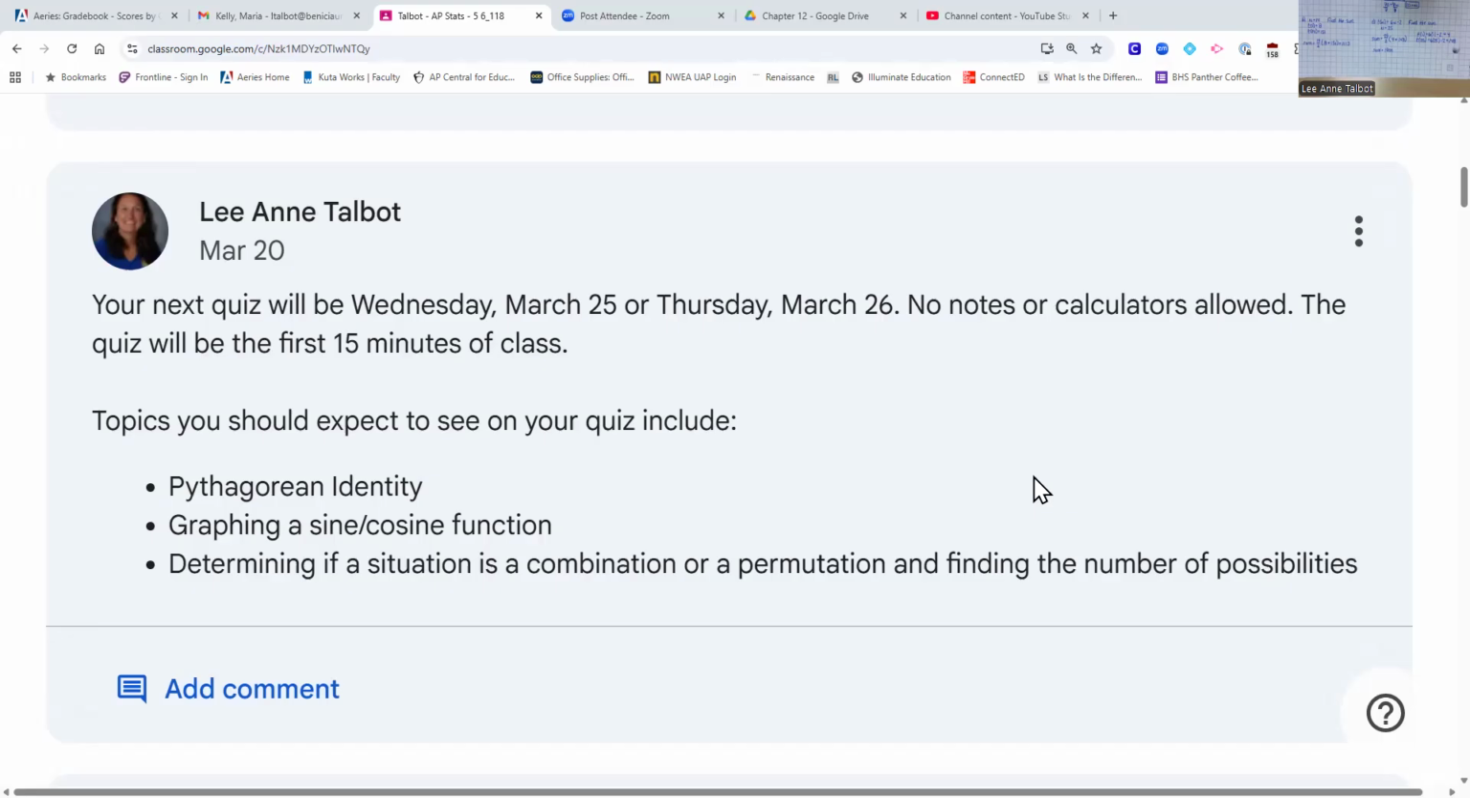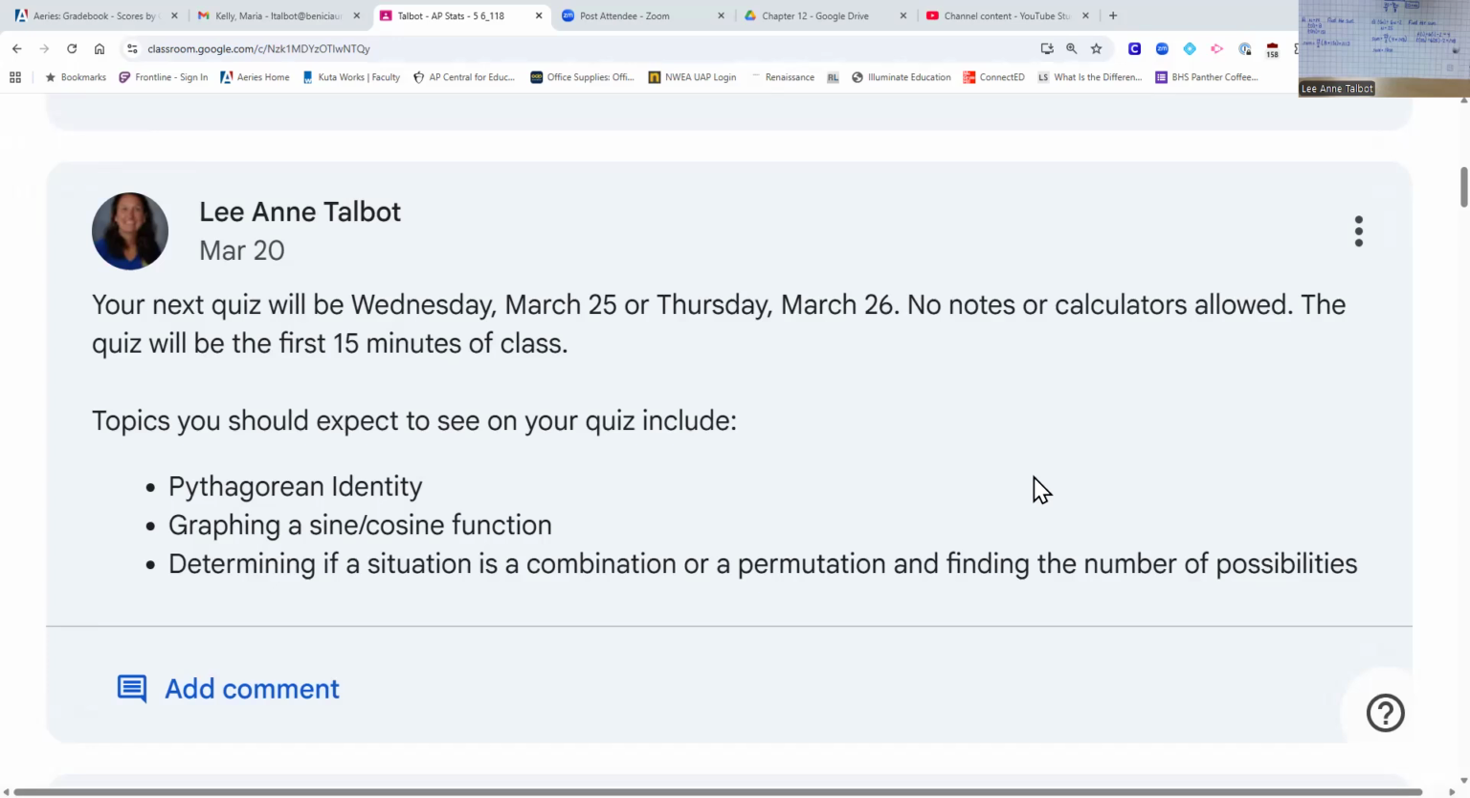Last one, determining if a situation is a combination or permutation and finding the number of possibilities. Remember, I told you guys the formulas for those will be at the top of the paper. You don't need to memorize the formula for combination and permutation. You just have to decide which one it is, plug the numbers in and do the cancelling. I won't ever ask you to memorize those. As a matter of fact, I think this is the only time this comes up on an assessment.